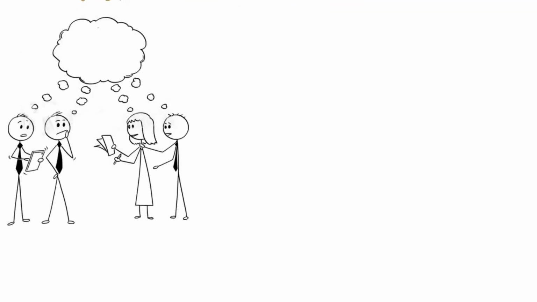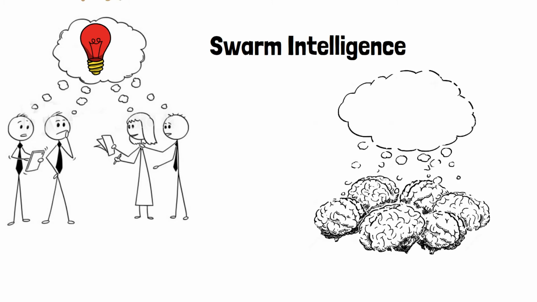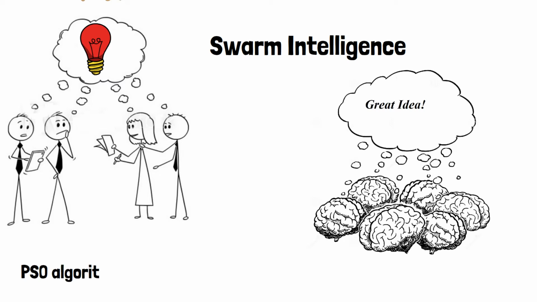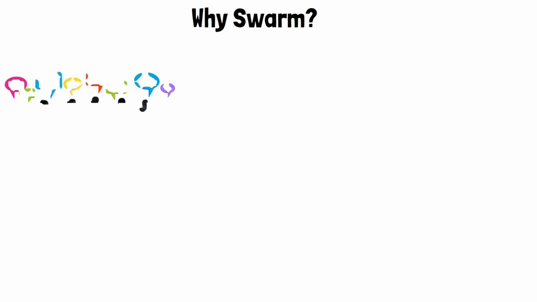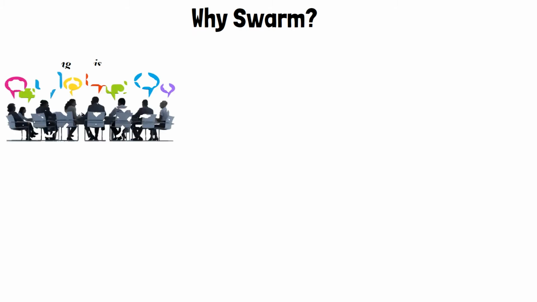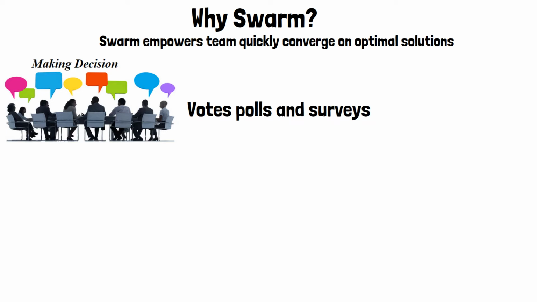When thinking together, individuals would be more effective. Scientists call this swarm intelligence, and it combines the power of many minds into one. Thus the PSO algorithm is inspired by the collective behavior of some animals. Why swarm? Making good decisions is critical to any organization. Swarm empowers teams to quickly converge on optimal solutions, greatly outperforming votes, polls and surveys.